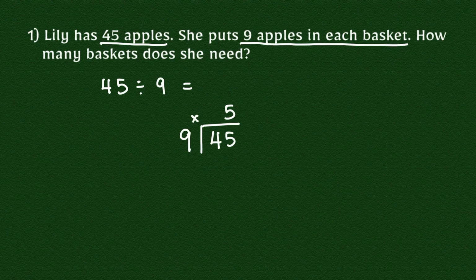5 times 9 is 45. 45 minus 45 is 0. Answer is 5 baskets.